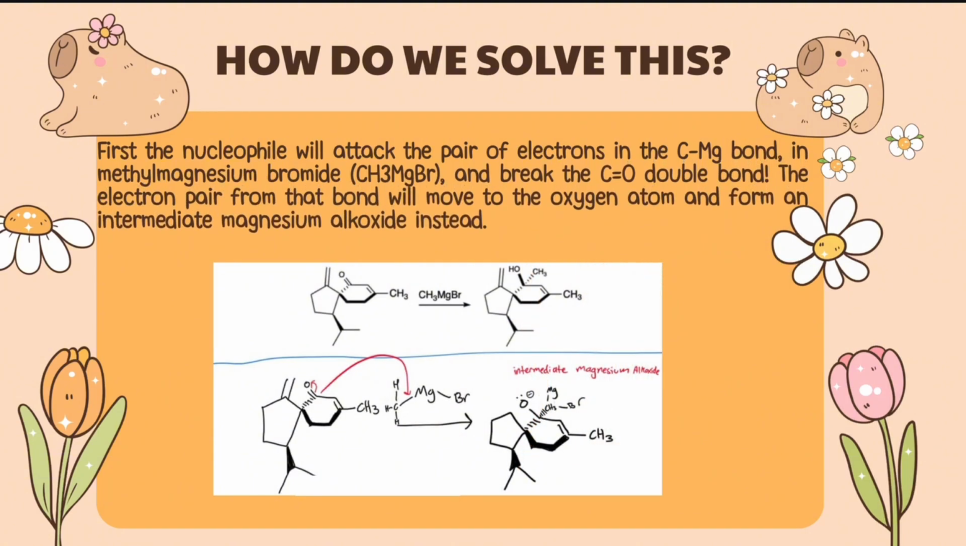So how do we solve this? First, the nucleophile will attack the pair of electrons in the carbon-magnesium bond in methyl magnesium bromide and break the carbon-oxygen double bond. The electron pair from that bond will move to the oxygen atom and form an intermediate magnesium alkoxide instead.